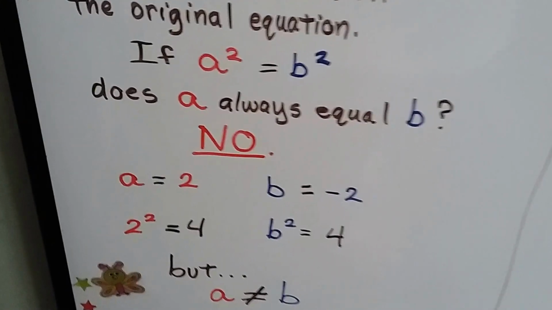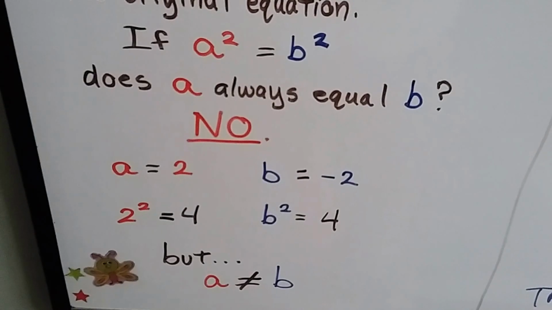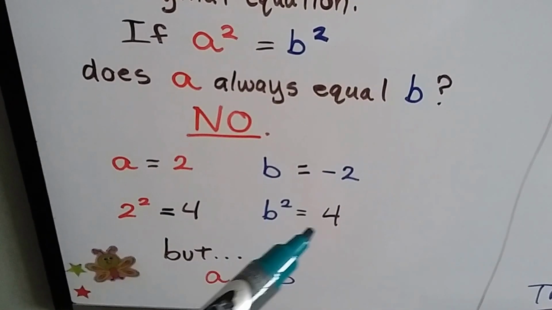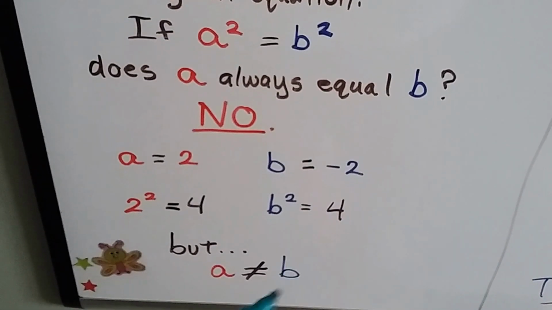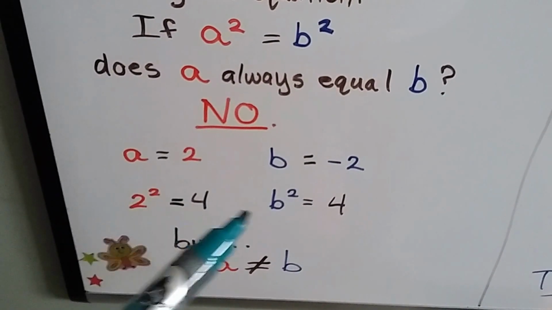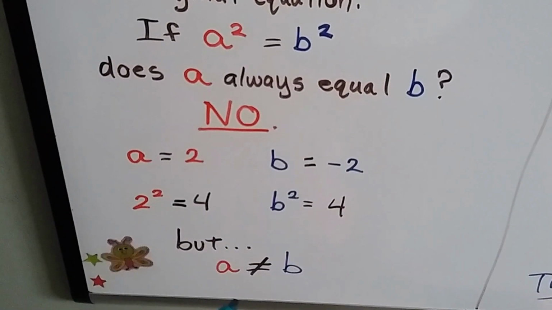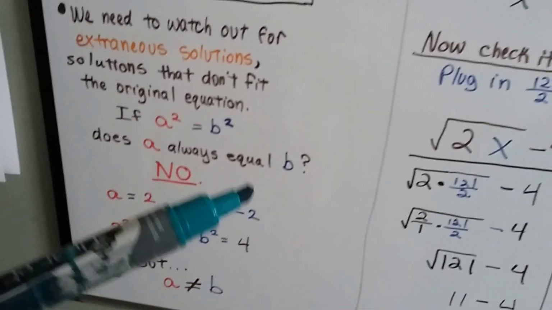Okay? Watch. If a equals 2 and b equals negative 2, well, a squared is going to equal 4 and b squared is going to equal 4. Negative 2 times negative 2 is positive 4. But a is 2 and b is negative 2. So see how if we flipped it around it doesn't work? It doesn't always work. That could be an extraneous solution.